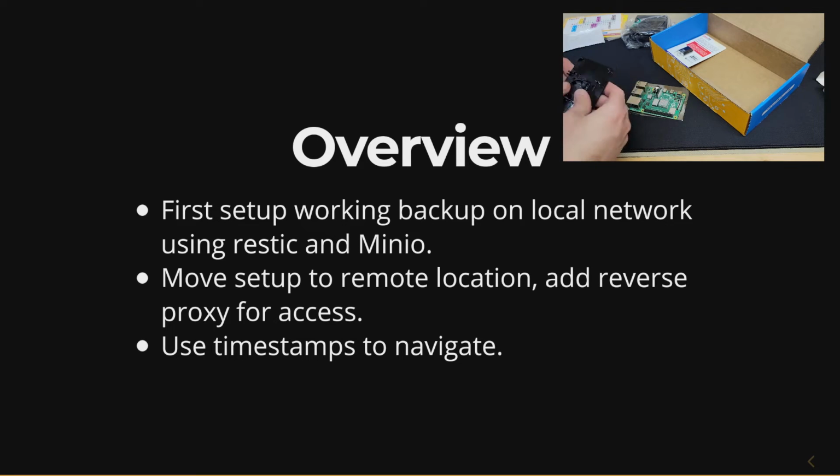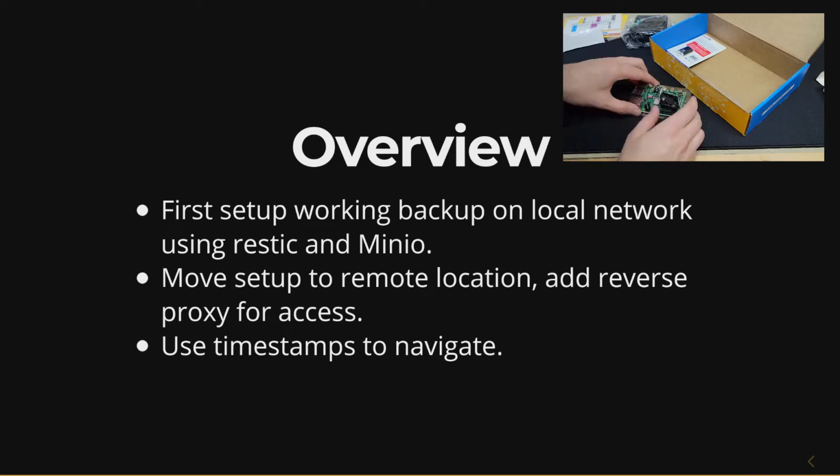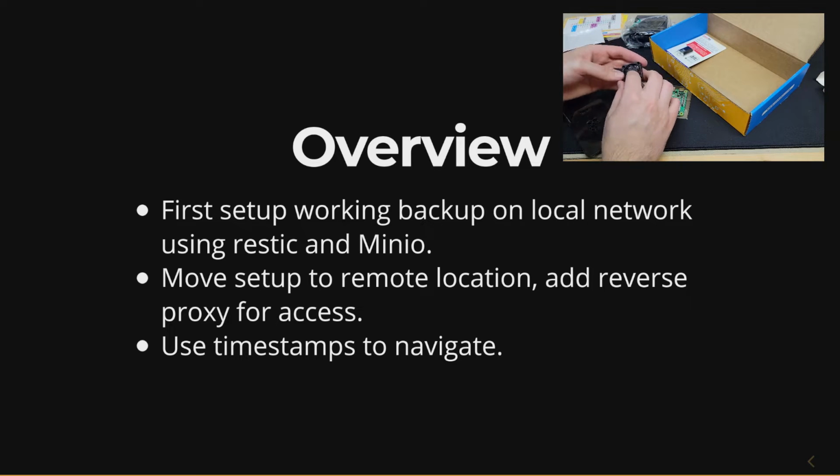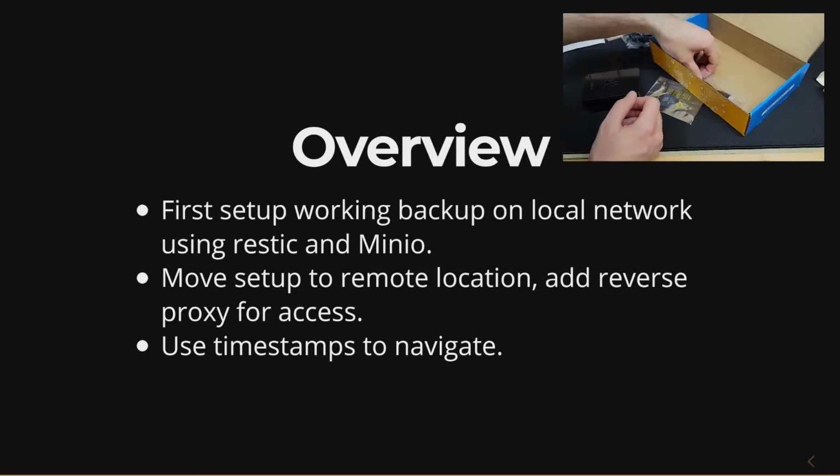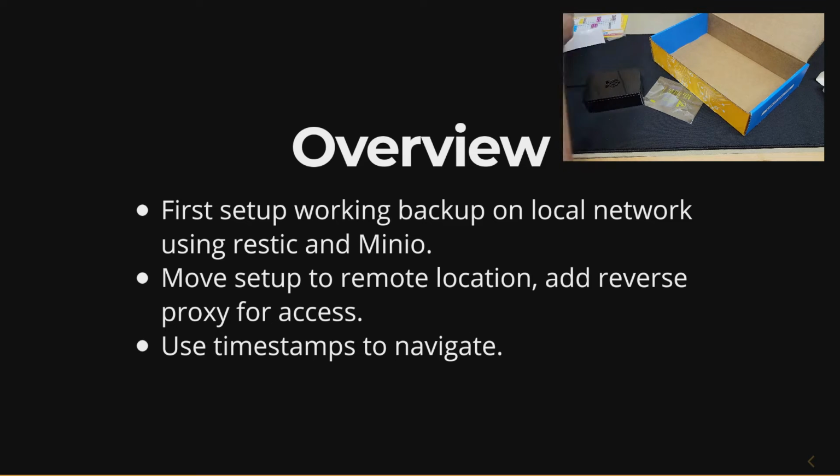I'm going to first get this set up on my local network. I'll be using a Raspberry Pi 4 and a 4 terabyte external hard drive. After it's all working on my local network, I'll move the entire setup to my parents' house and then put it behind a reverse proxy for access. This is going to make it so that if something were to happen to my house, I should still be able to access that data.